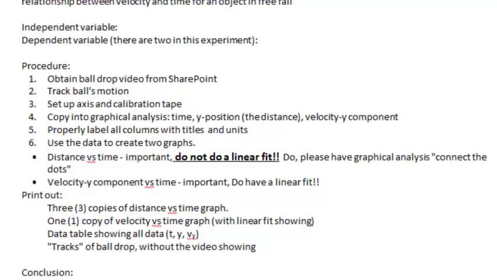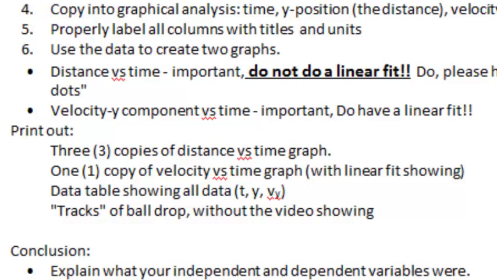So on the printouts, you're going to have 3 copies of the distance versus time graph, 1 copy of the velocity versus time graph with the linear fit showing, 1 copy of a data table showing all of the data. That's the time, the y position, also called distance, and the y component of the velocity, or Vy, and a printout of the tracks of the ball drop without the video showing.